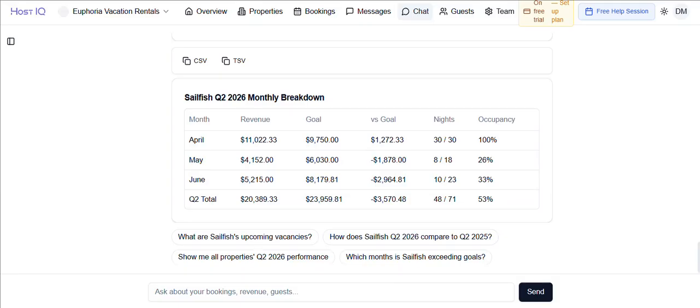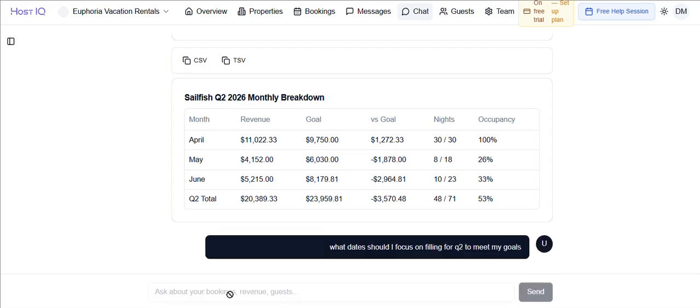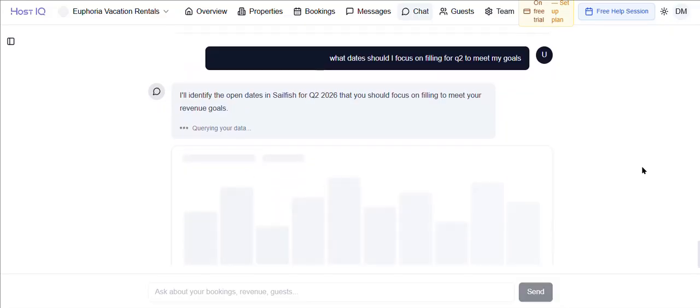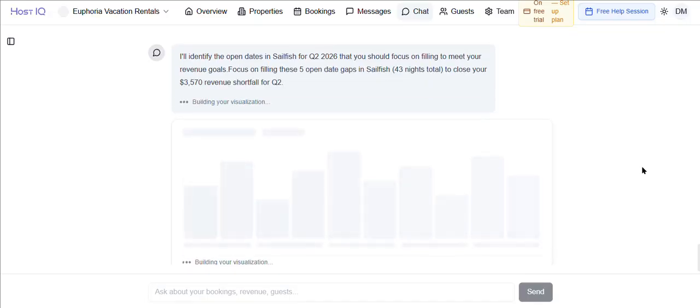And now I'm going to ask it, what dates should I focus on filling for Q2 to meet my goals? Again, what it's going to do is scour my current vacant dates, look at all of my historical data for booking, but also my competition and my market. So it will probably recognize that this is a shoulder month for us.